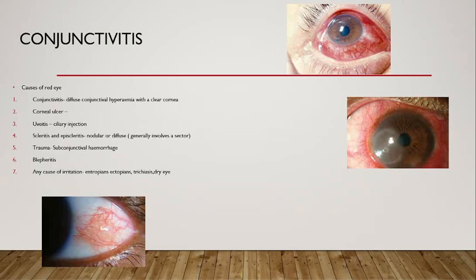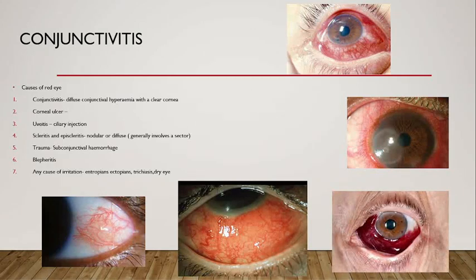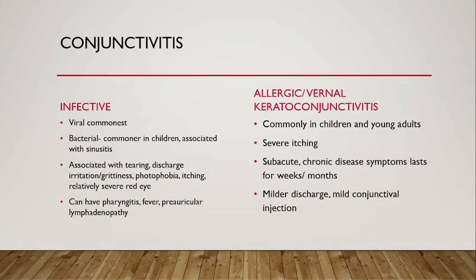Sometimes the lid, the posterior margin or anterior margin, is inflamed, which rubs on the eye, which causes a red eye. Any cause of irritation like entropion, which is the turning inside of the lid towards the cornea, towards the globe, or ectropion, where the lid turns away from the globe, can cause dry eye and redness. Also, trichiasis is the abnormal direction of the eyelashes towards the cornea.